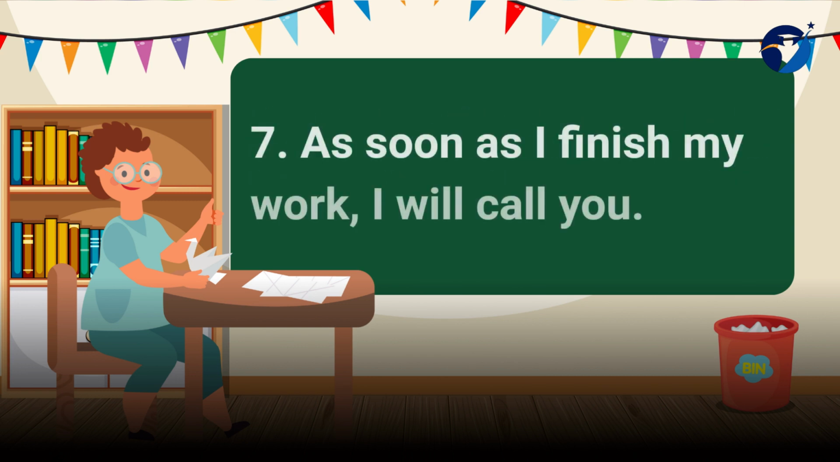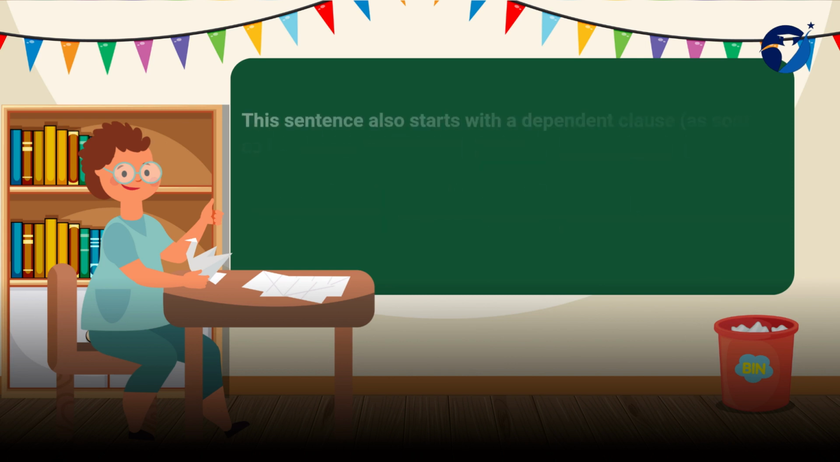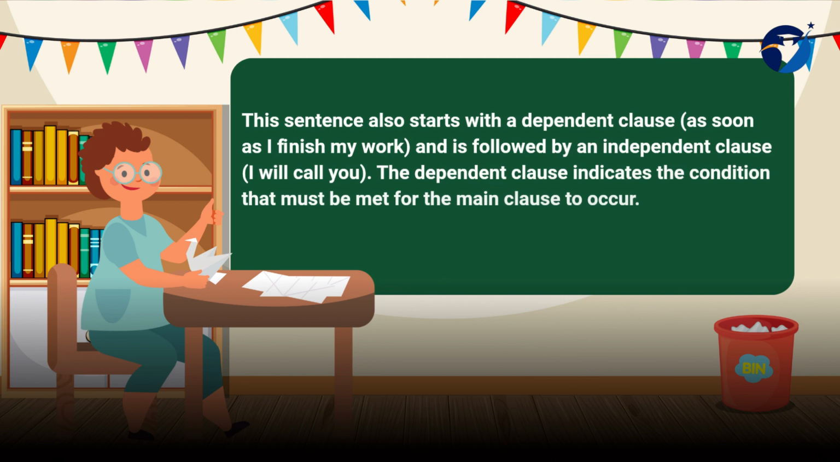7. As soon as I finish my work, I will call you. This sentence also starts with a dependent clause, as soon as I finish my work, and is followed by an independent clause, I will call you. The dependent clause indicates the condition that must be met for the main clause to occur.